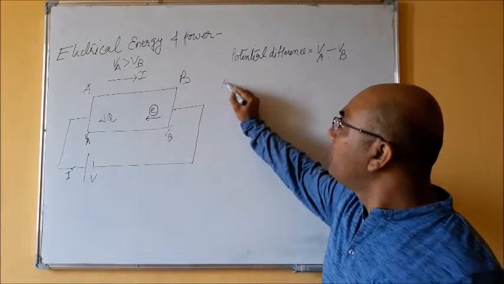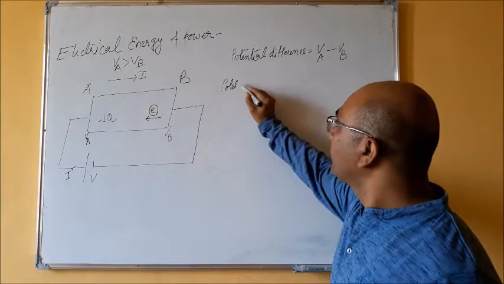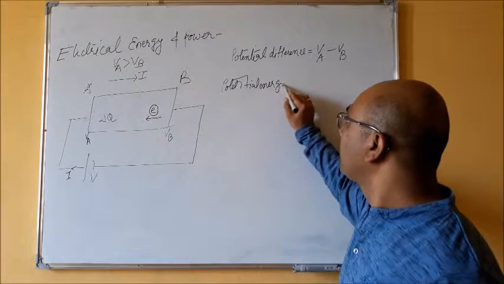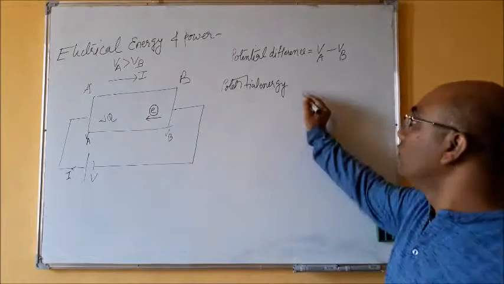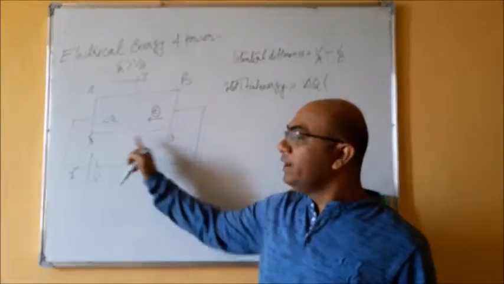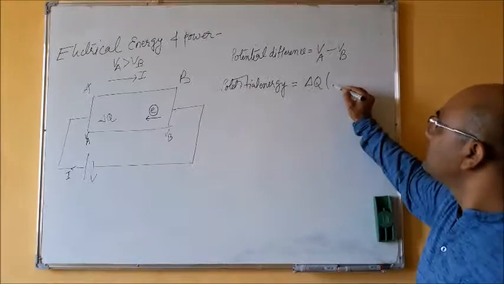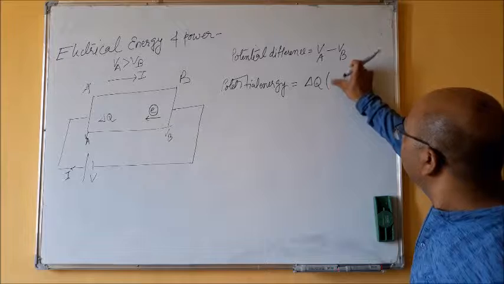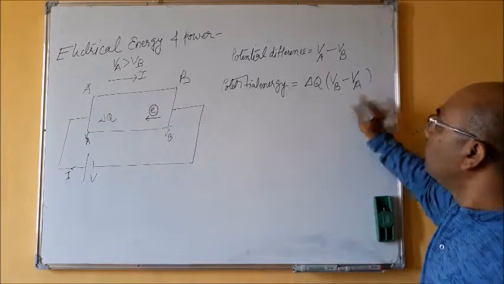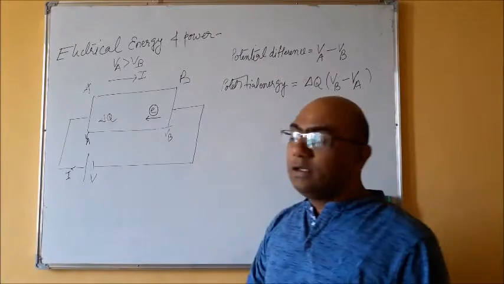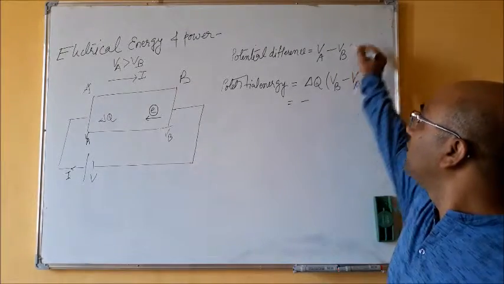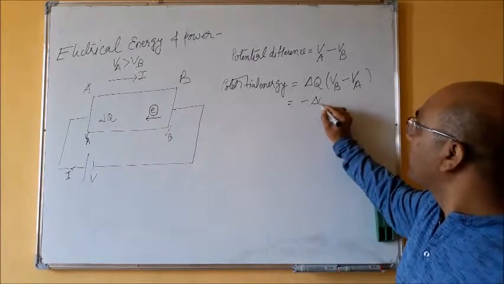If I talk about the potential energy of this charged particle delta Q, moving from A to B, that can be defined as delta Q times the potential difference. The work done to move from A to B can be given by this formula. Since I know that this is positive, I can put it like this also.